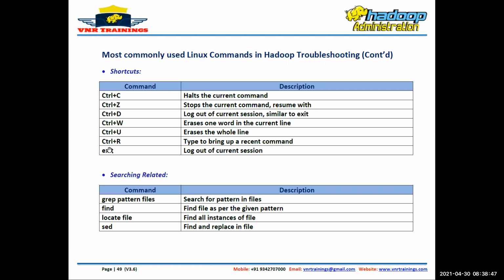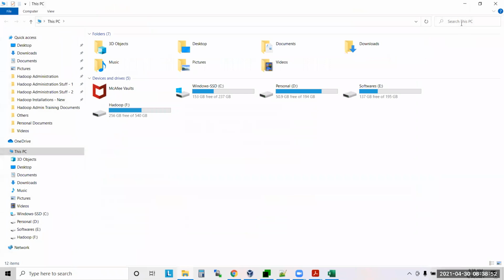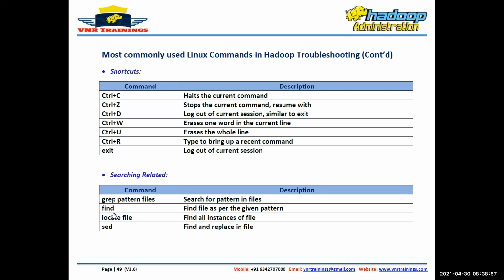Then find, for a file. Find is like the search in the PC that we have in Windows. With find, you should give the path and file name, and in that path it will find the file and list it. Locate will check the entire OS disk and tell you where it is available.